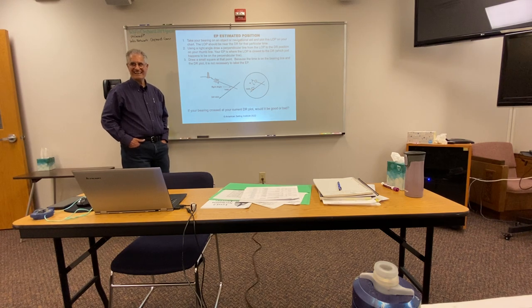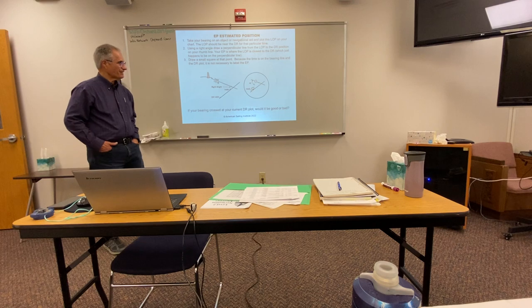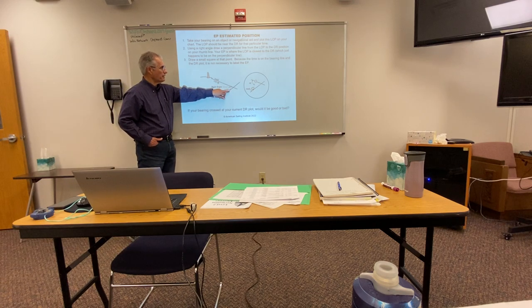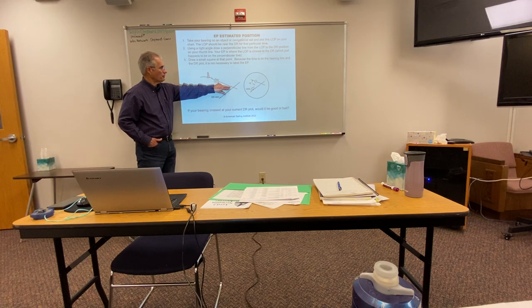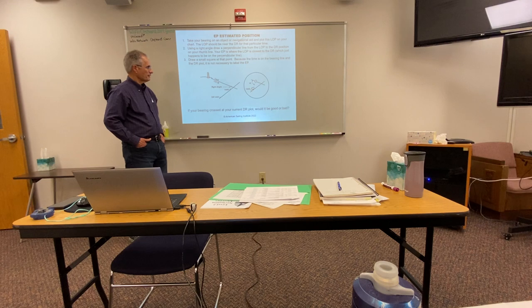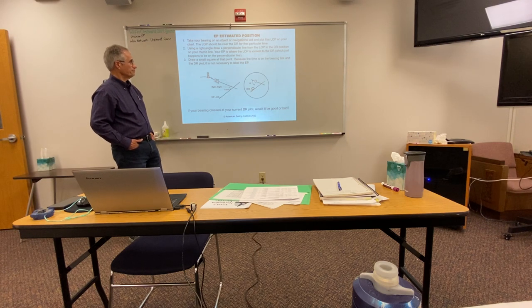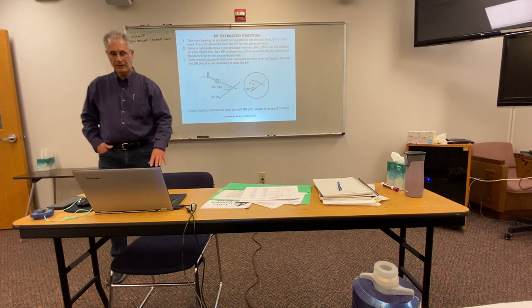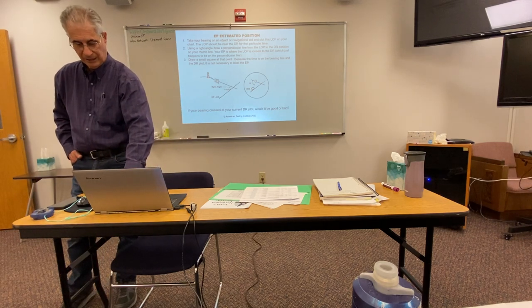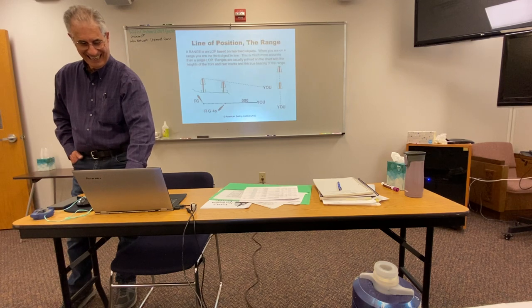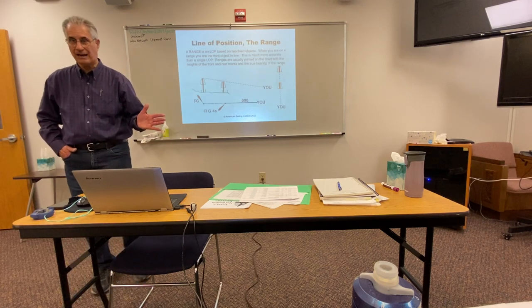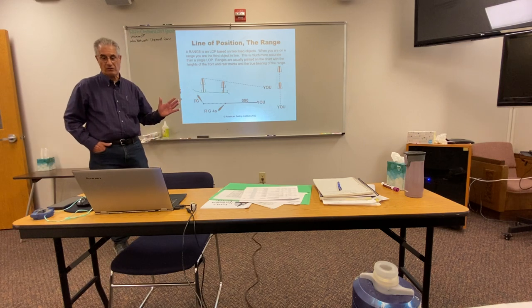I'll do the exercise. I just don't quite follow the rationale. That was the rationale. This is the closest point to where you think you are on your DR. Okay. So it's the closest that both of those come together. All right. So that's called an estimated position. We aren't going to do a problem with this. It's just, forget everything. All right. Another kind of a line of position is a range.